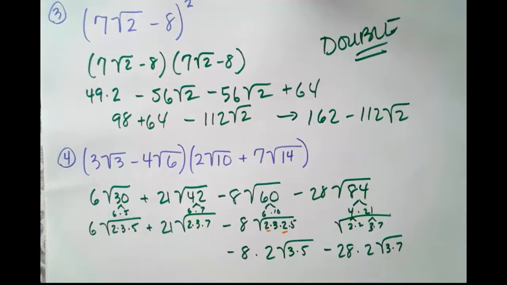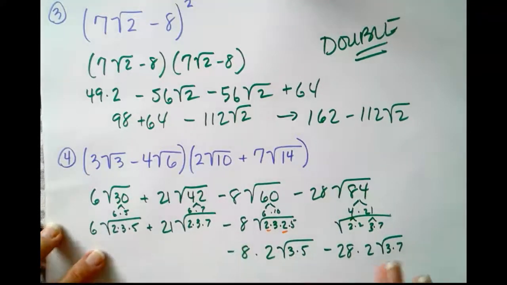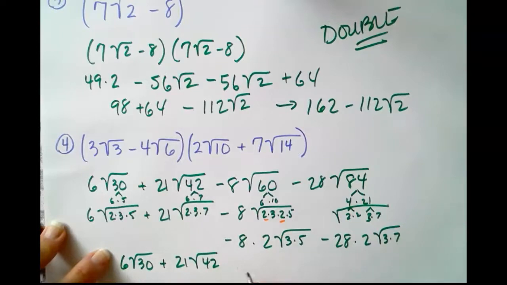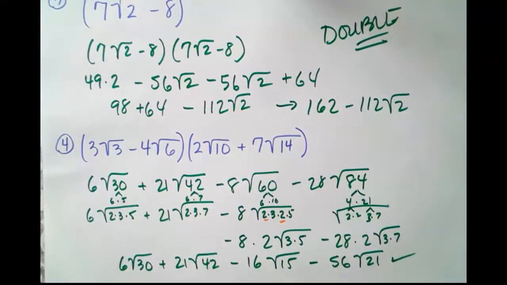Now, if we just clean up this mess here, the first two terms are staying the same, so that's 6 root 30 plus 21 root 42 minus 16 square root 15 minus 56 square root 21. A very messy last problem, but that's what we get when we multiply those two binomials together.